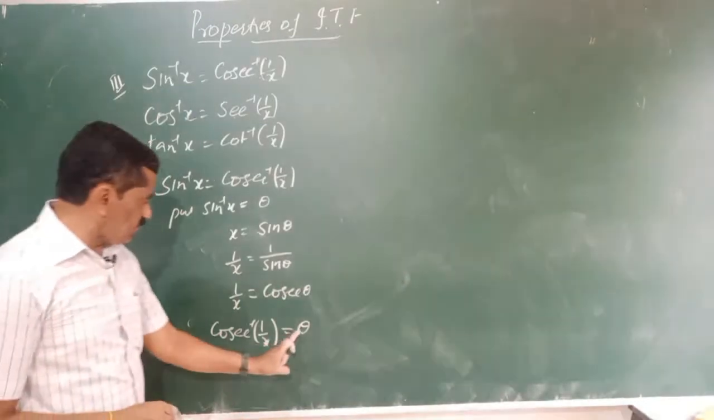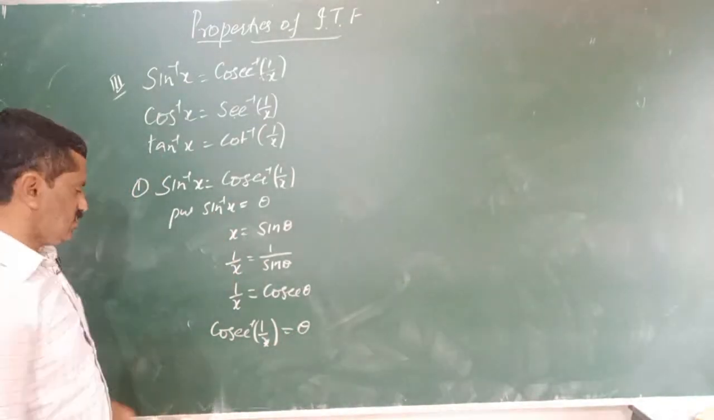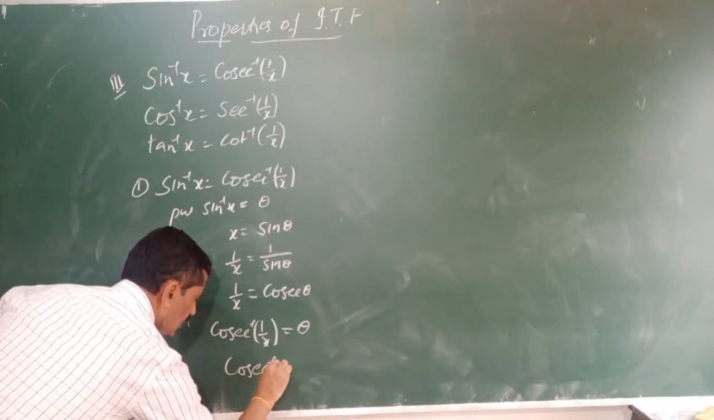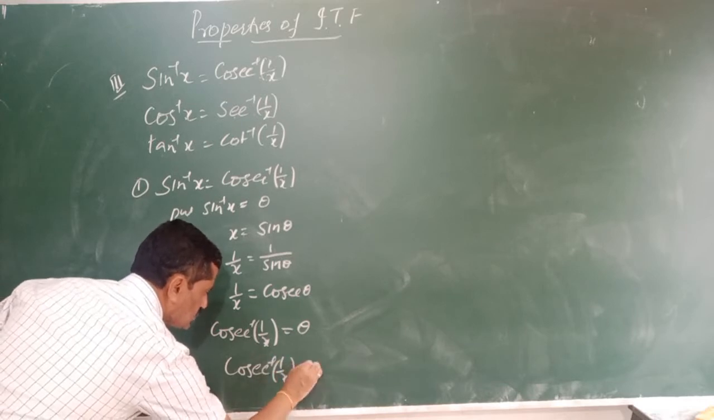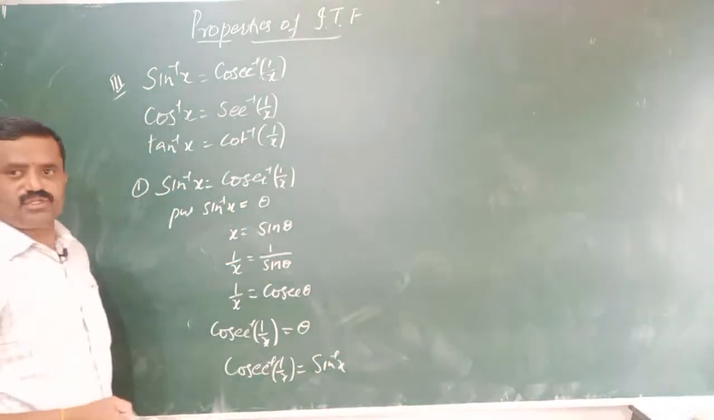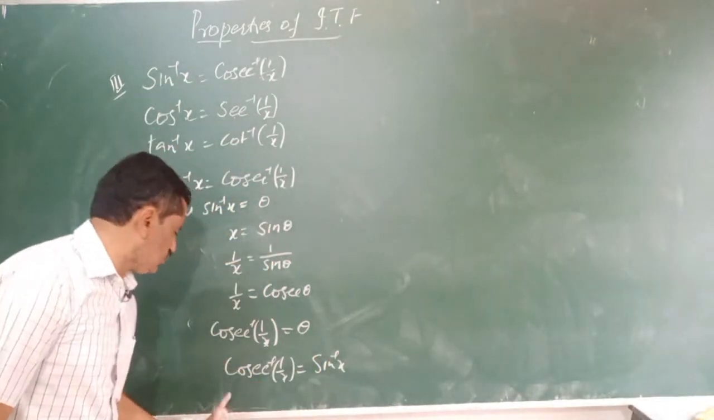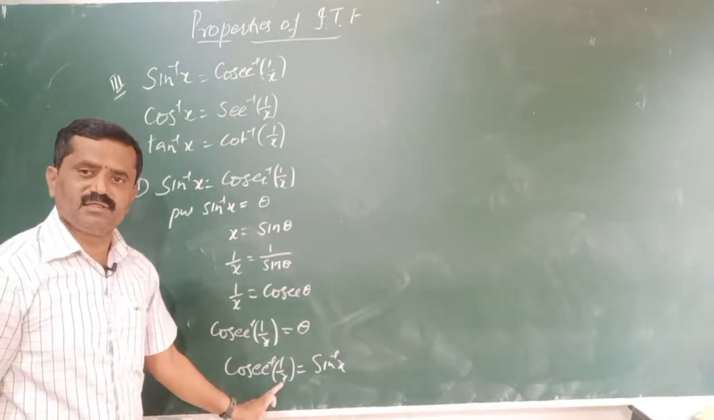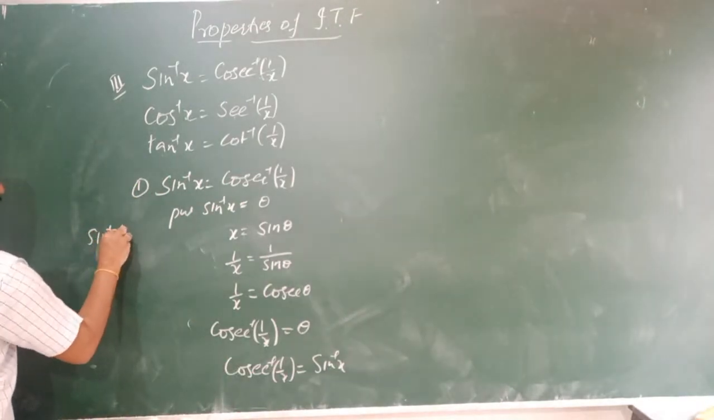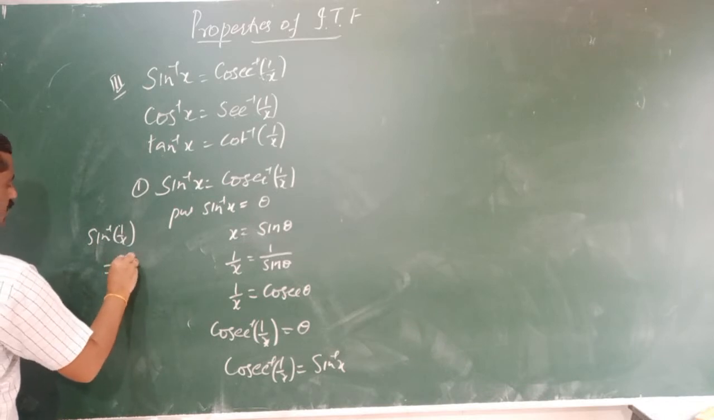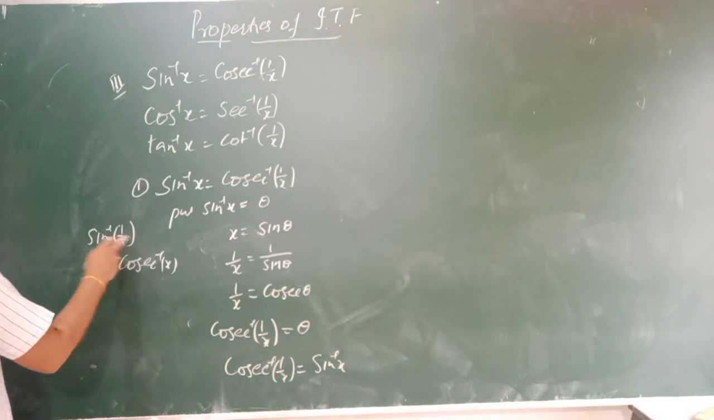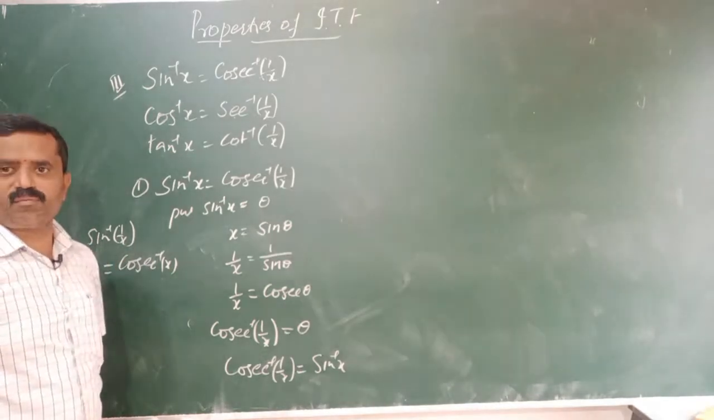But what is the value of theta? We have sin inverse of x. Therefore, cosecant inverse of 1 by x is equal to sin inverse of x. Therefore, sin inverse of x is equal to cosecant inverse of 1 by x. Similarly, this can be written as sin inverse of 1 by x is equal to cosecant inverse of x, or cosecant inverse of x can be written as sin inverse of 1 by x.